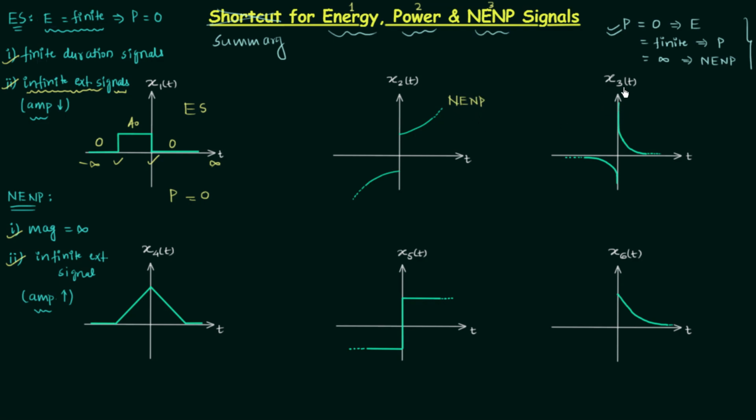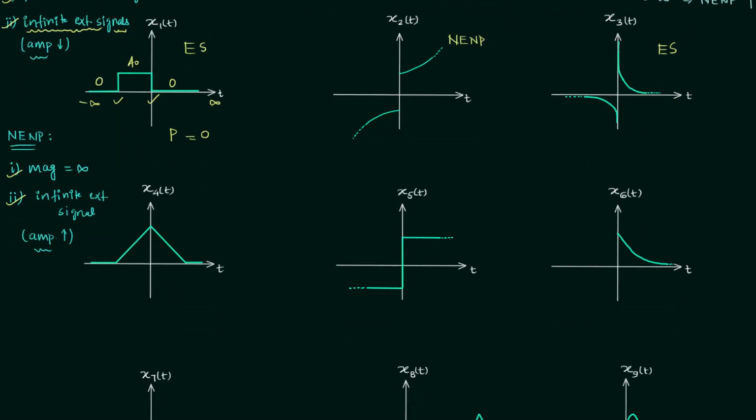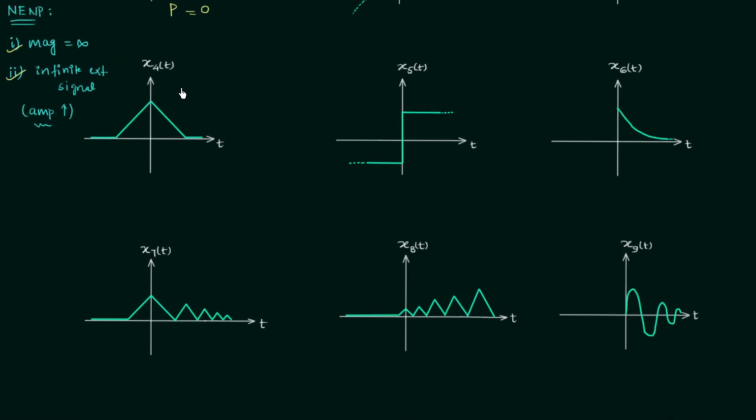Let's talk about signal x3(t). In this signal also you can see the non-zero amplitude range is infinity. So this is also an infinite extension signal, but here the amplitude is decreasing. And when amplitude is decreasing in an infinite extension signal, it is an energy signal. So this signal here is an energy signal. Now let's talk about the fourth signal, which is signal x4(t). Here the signal is a finite duration signal, and hence an energy signal.